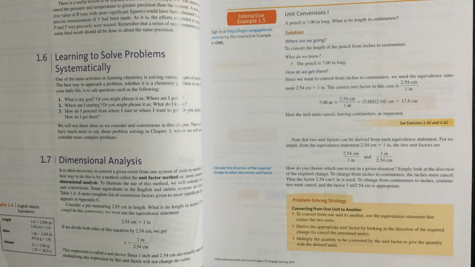This is a useful lesson to be learned from Part C of Example 1.4. The student measures the pressure and temperature to greater precision than the volume. A more precise value of R could have been obtained if a more precise measurement of V had been made. As it is, the efforts expended to measure P and T were wasted. Remember that a series of measurements to obtain some final result should all be done to about the same precision.